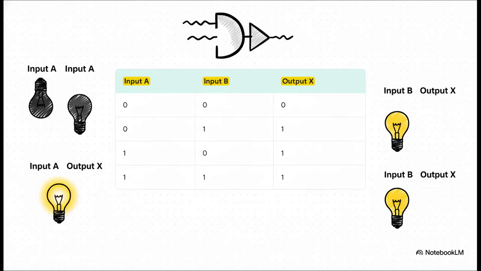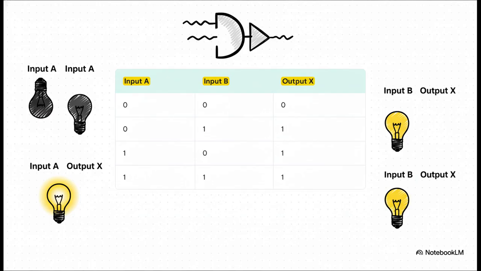And you can see the difference so clearly in the OR gate's truth table. The only time it ever outputs a 0 is when both of the inputs are 0. In every single other case, if A is 1, if B is 1, or if they're both 1, the output is a 1.